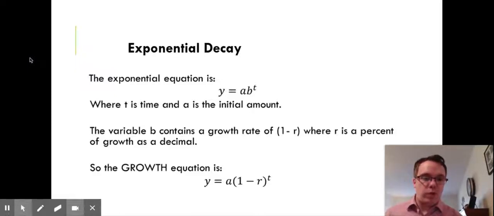When we had growth, we were adding a rate to 100. Now that we have decay, so we're going to be going down, we're going to subtract a rate from 100%, or have 1 minus r. And so instead of y equals a times 1 plus r to the t, we are going to have y equals a times 1 minus r to the t.